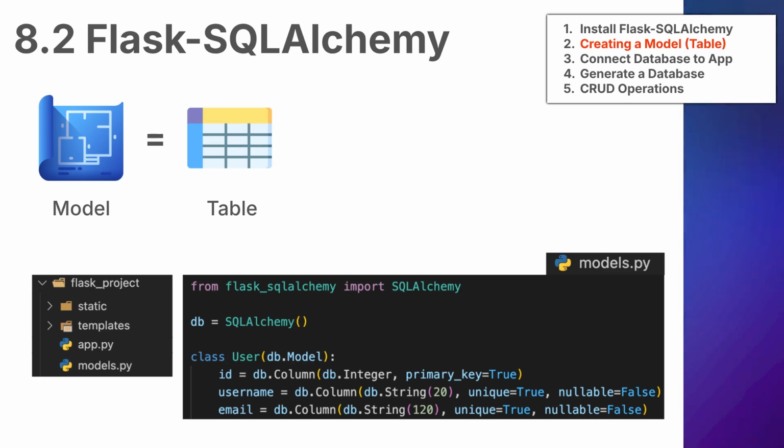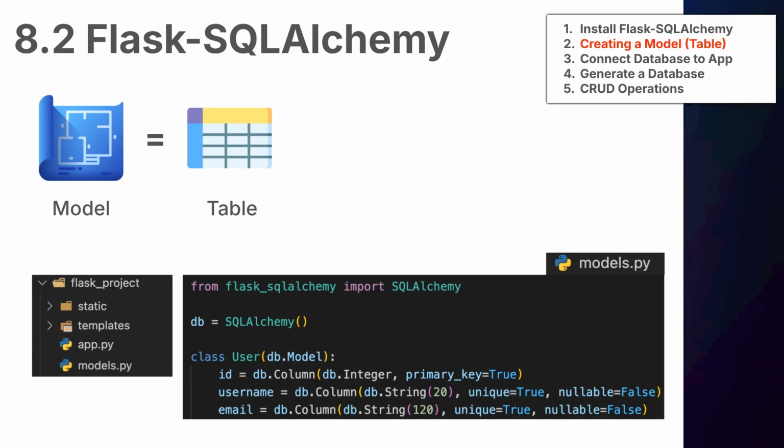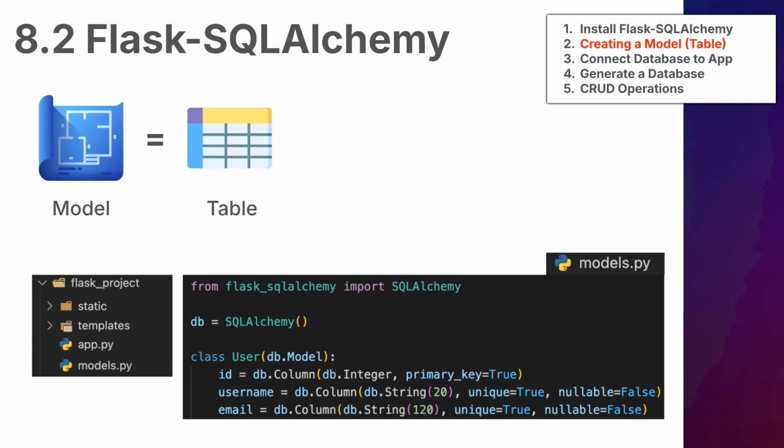Next, email. It can store text up to 120 characters. unique=True. nullable=False. So it protects against duplicate or missing emails. Now you have a real database table defined using simple Python code. Later, Flask SQLAlchemy will automatically create this table in your database when you run.